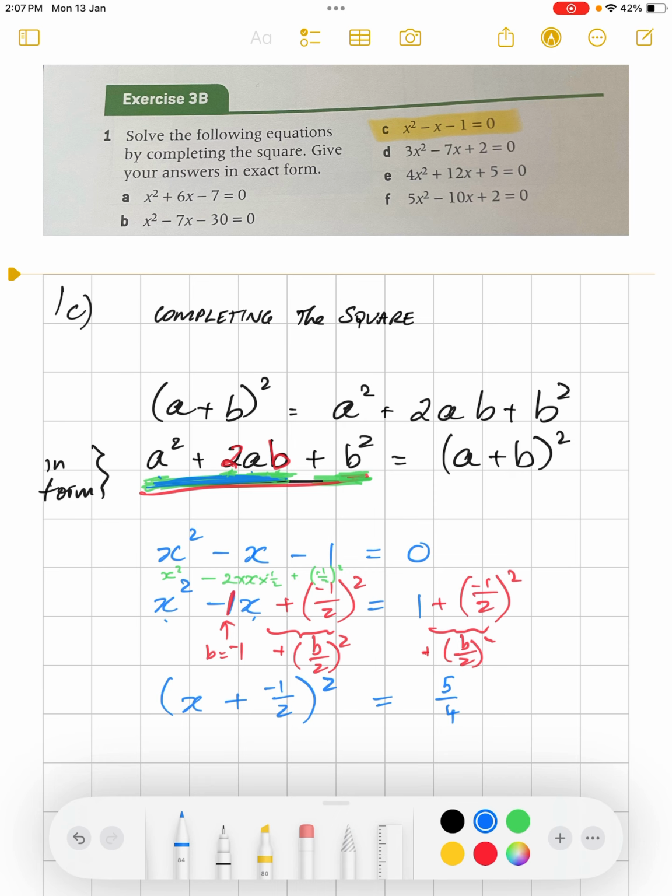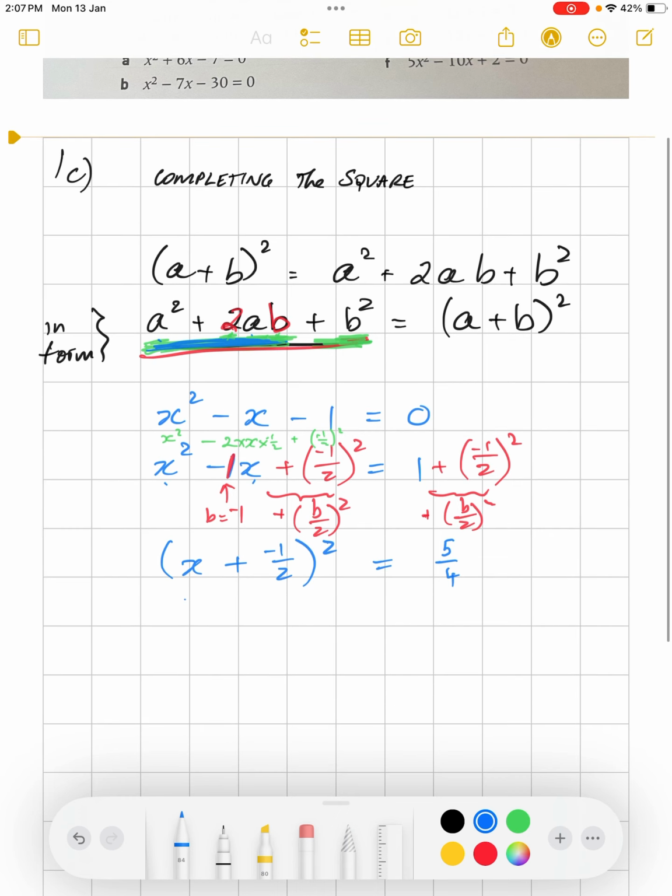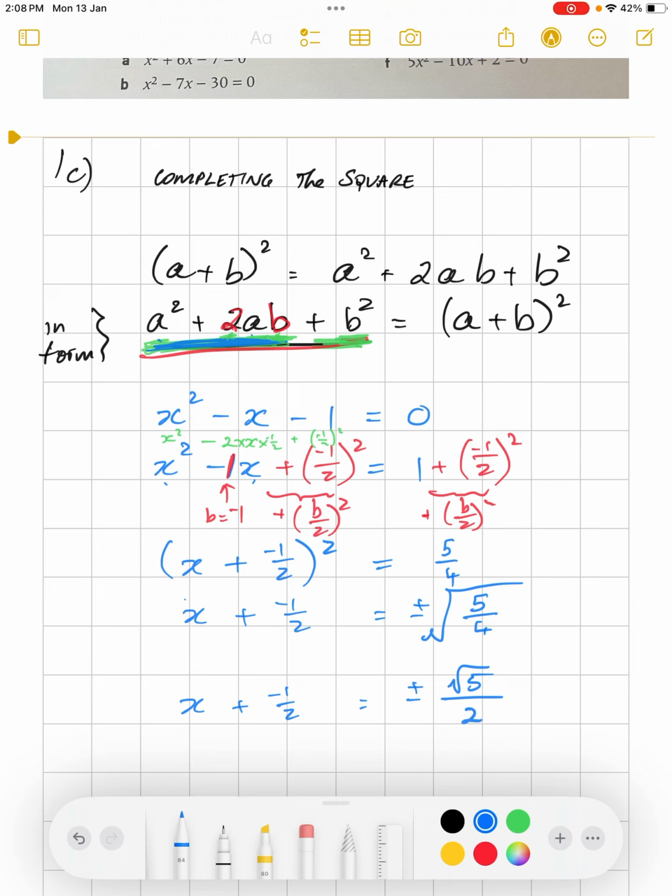And I'll take that square across to be plus and minus the square root of 5 over 4. So we've got x plus and minus a half, and we've got plus and minus root 5 on the numerator, and over 4 is 2. Take that half across to negative a half to be positive a half, and we've got our answer.